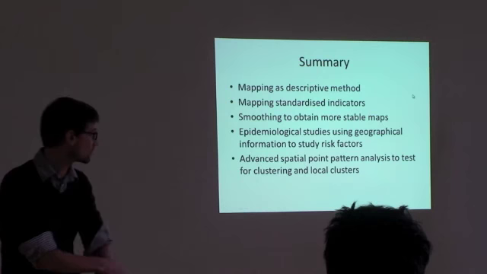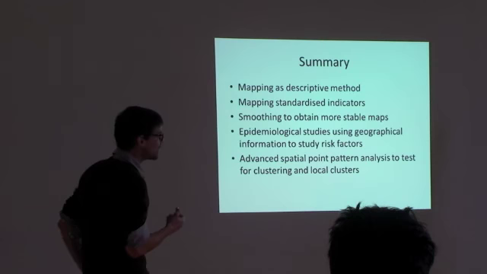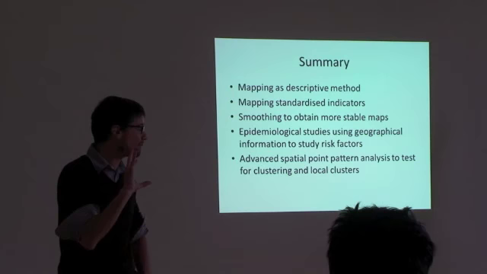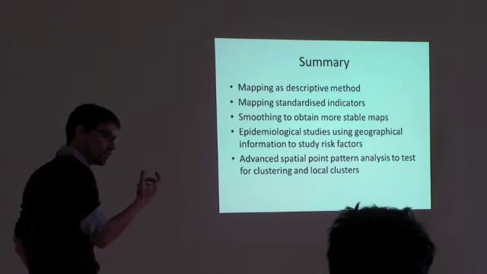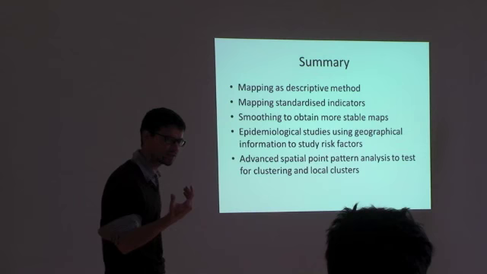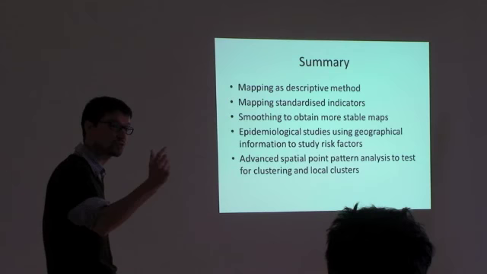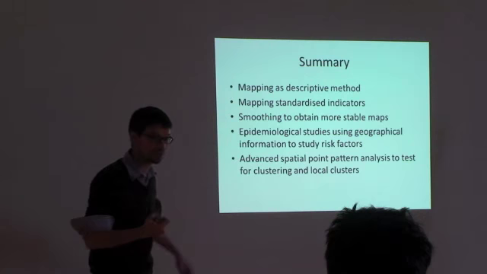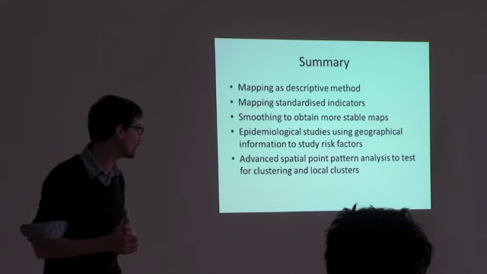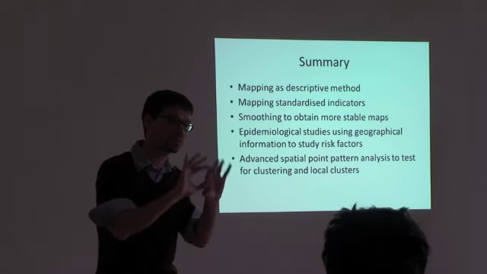So to summarize briefly, we've seen, and I think you know already, that mapping is a powerful descriptive tool. You can map standardized indicators to take into account confounders. You can smooth out maps to obtain more stable indicators because of the issues linked to the fact that some denominators might be very small and therefore you have a high variability. Mapping and especially GIS capabilities is quite useful in epi studies, using geographical information such as land cover or distance to a source as a risk factor. And that's more and more widely used in environmental epidemiology. And there are those more advanced statistical methods that we'll cover tomorrow, which will allow you to test for clustering and for specific clusters, both in time and space, although we will focus on space clusters.